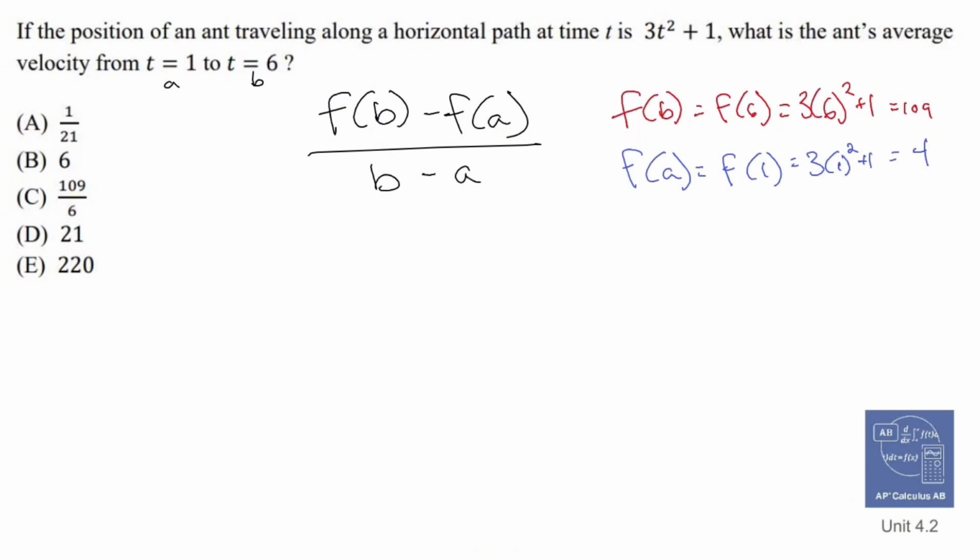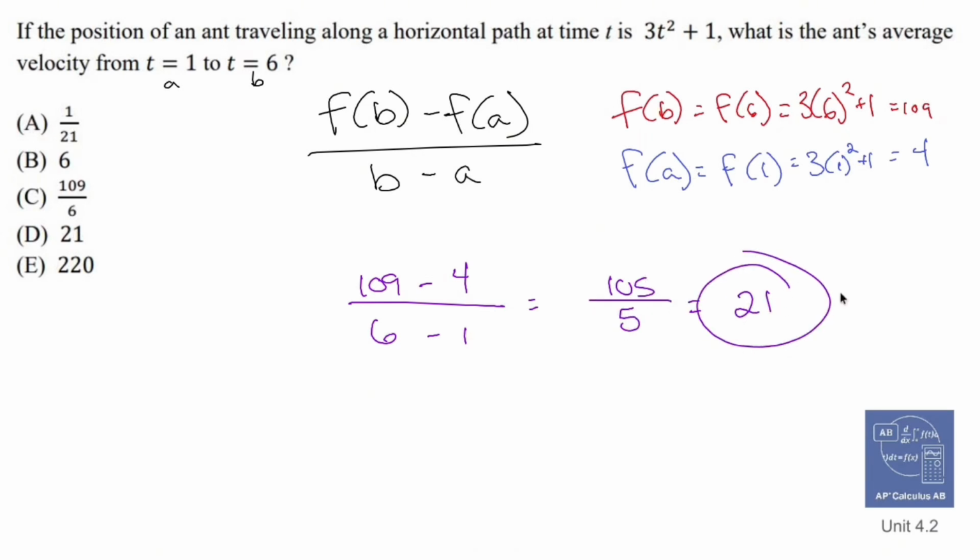So when I plug this all in, I get f of b, which is 109, minus f of a, which is 4, over b, which is 6, minus a, which is 1. That becomes 105 over 5. And that's a big fat 21. And that's going to be my guy.